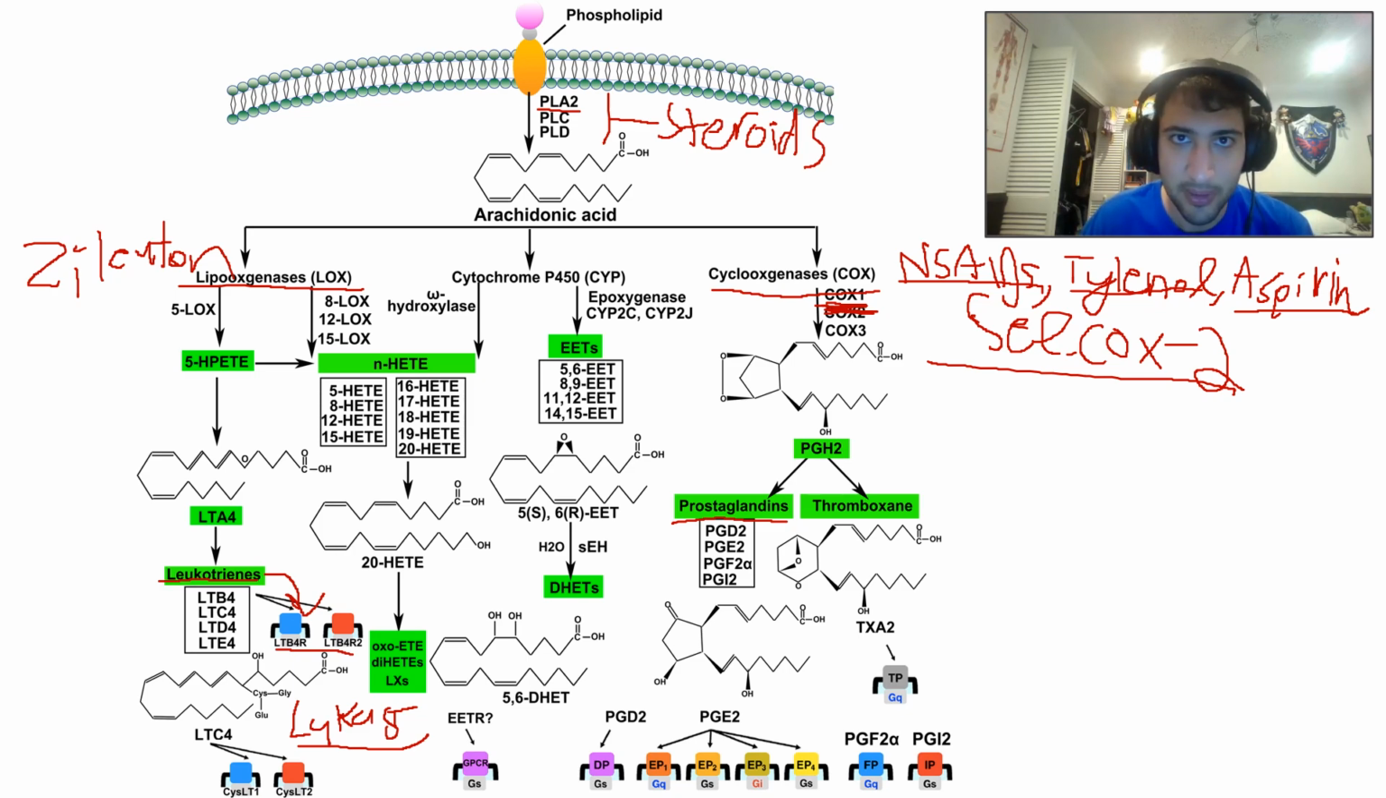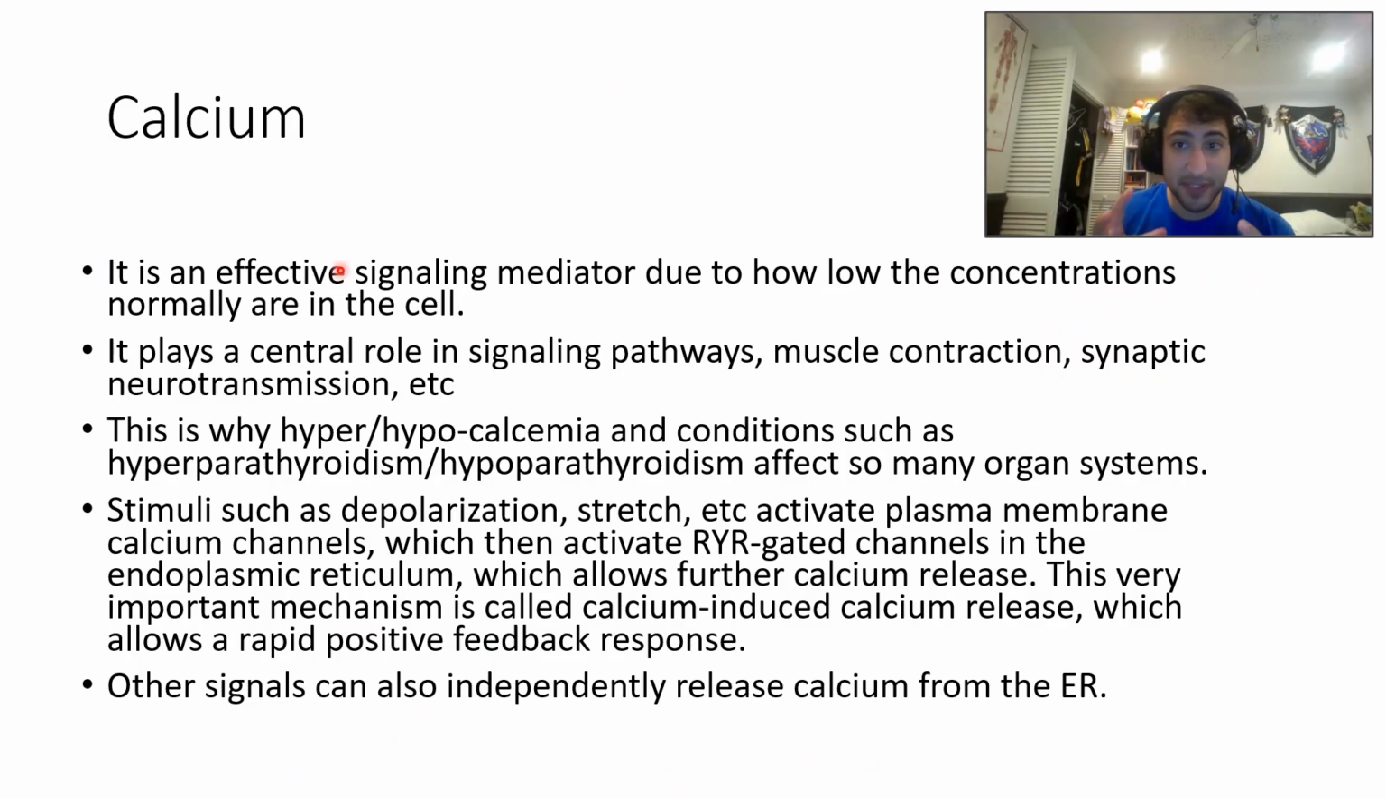All right. So calcium is such an effective signaling mediator because it's present at baseline in low concentrations within the cell. So once calcium levels do go up in the cell, it's a huge signal that something is going to happen, a very fast acting, rapid response, positive feedback loop. And that's because it's so low concentration at baseline that even small fluctuations can trigger a response. So that's why it plays such a central role in different signaling pathways and hormone pathways, muscle contraction, synaptic neurotransmission, and in turn, that is why hypo and hypercalcemia can cause so much dysfunction.